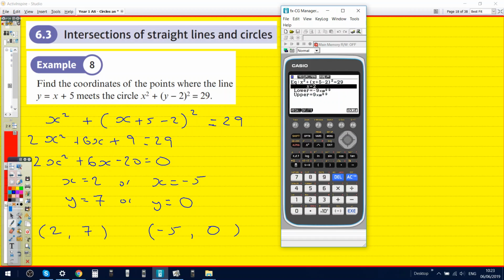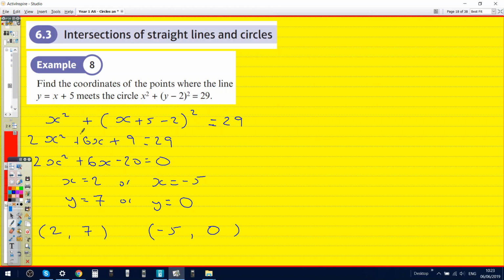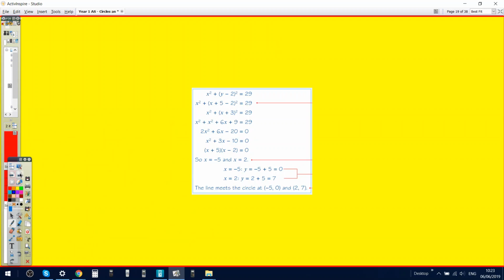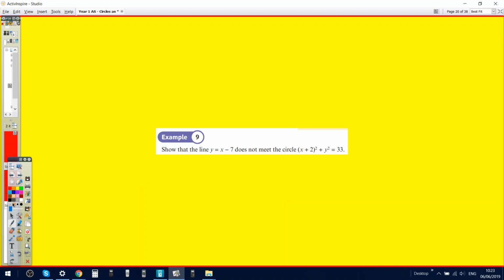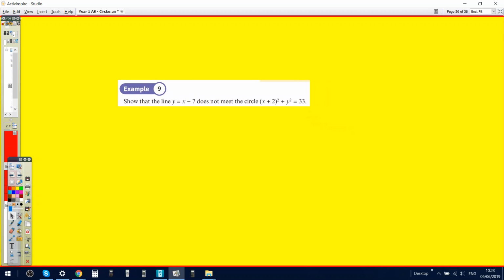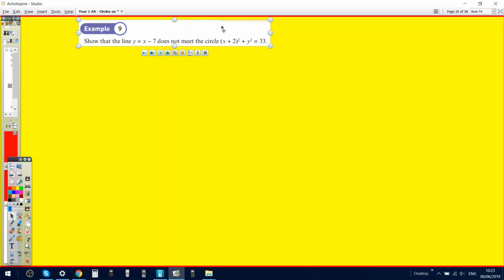So if you ever use the linear solver, just watch out that it'll just solve it once. You may not get all the solutions. This was quadratic, and so there's two answers. There we go, and there they are. Okay, how do you do this?